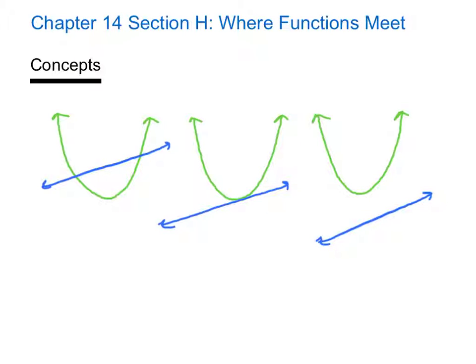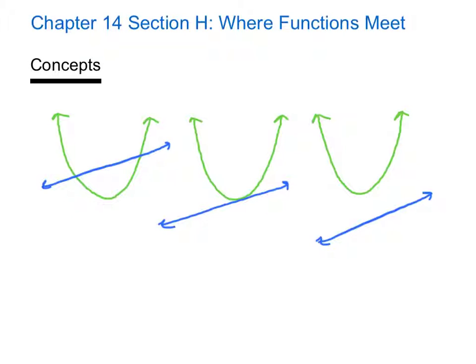In this video, we'll be looking at Chapter 14, Section H, on where functions meet. Let's consider two functions. One is a quadratic function, or a parabola, that has this nice U-shape, and one is the function of a straight line. Notice I have three different drawings here, each of which represents different ways in which these functions can interact.